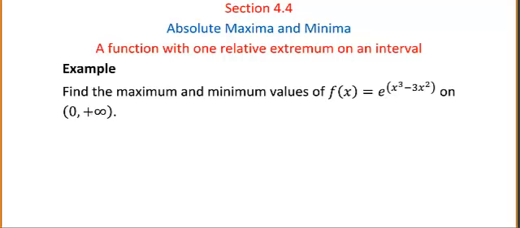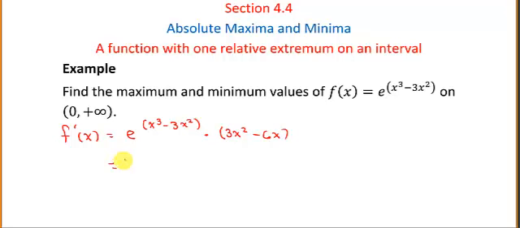So we need to go looking for a relative extremum on this interval, and we'd have to start, of course, by looking for critical points. To find a critical point, we look for where the derivative is either 0 or undefined. So let's take the derivative. The derivative of e raised to the x cubed minus 3x squared is e raised to the x cubed minus 3x squared times the derivative of the exponent, which is 3x squared minus 6x. Okay, and now let's factor this.